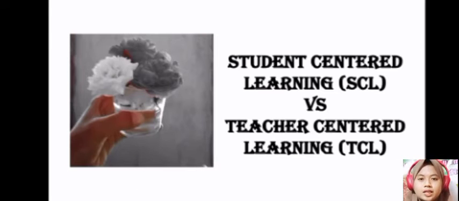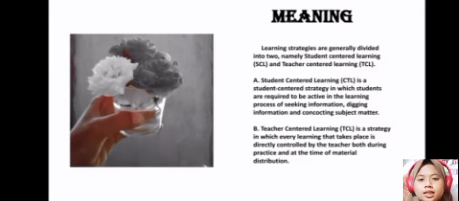In here I will present about student-centered learning versus teacher-centered learning. Learning strategies are generally divided into two, namely student-centered learning and teacher-centered learning. A. Student-centered learning is a student-centered strategy in which students are required to be active in the learning process of seeking information, digging information, and concocting subject matter.